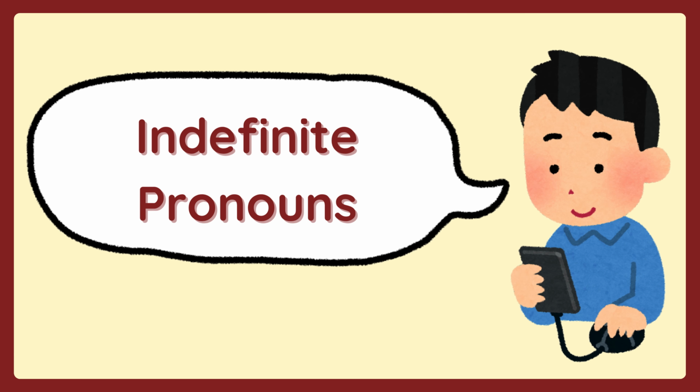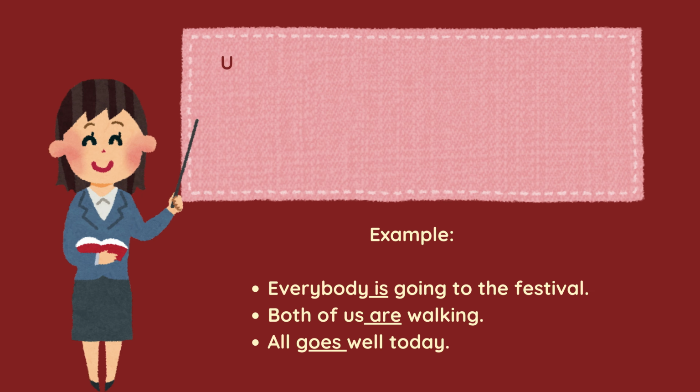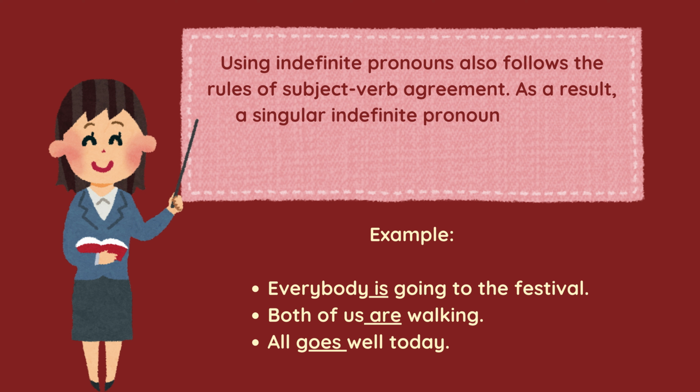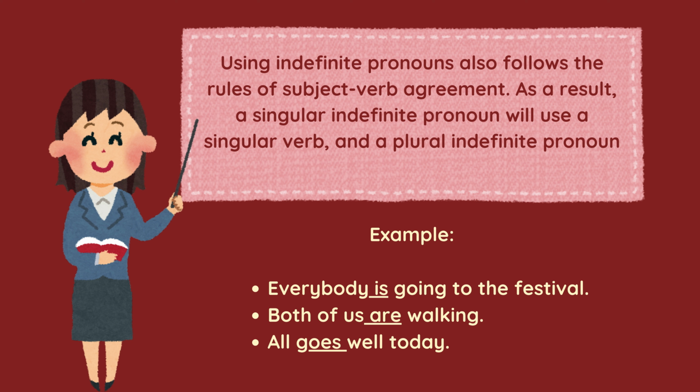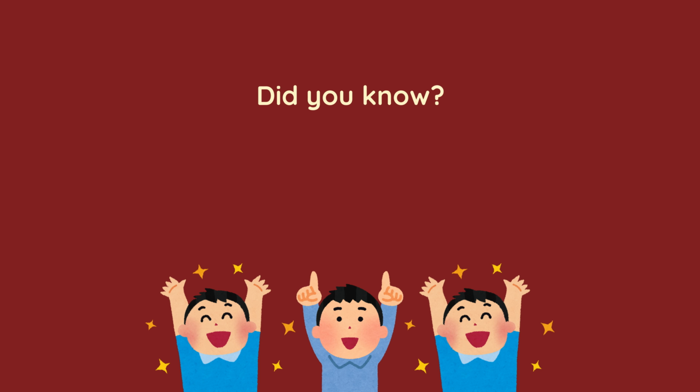Now let's move on to indefinite pronouns. These refer to non-specific persons, places, and things. Using indefinite pronouns also follows the rules of subject-verb agreement. As a result, a singular indefinite pronoun will use a singular verb, and a plural indefinite pronoun will use a plural verb. For example, everybody is going to the festival. Both of us are walking. All goes well today.